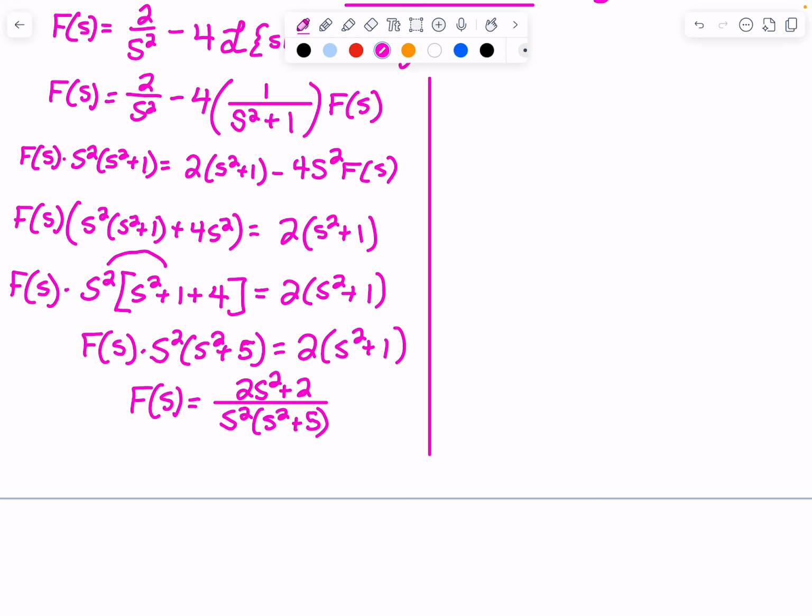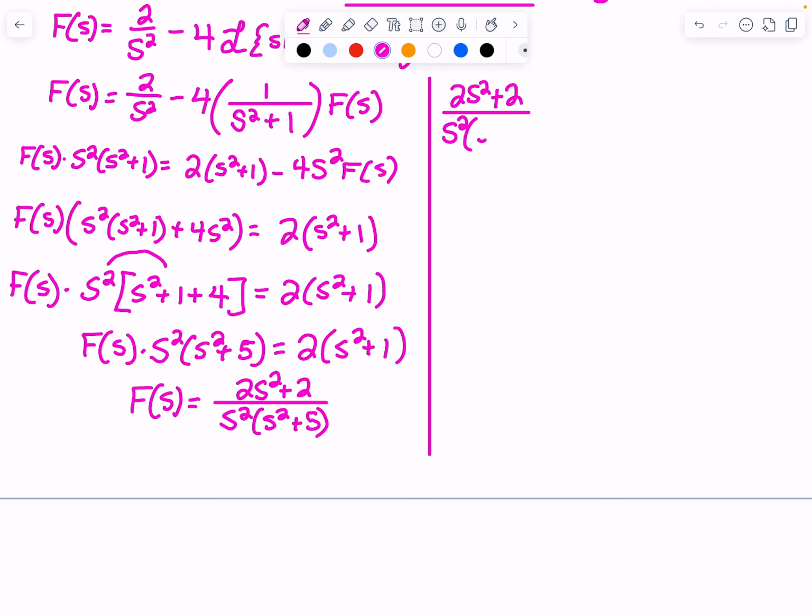So what we can do instead of having to do a s plus b for each term, or a over s, b over s squared, and then have to do the s squared plus 5 separately with a c s plus d, it gets way complicated. So I'll show you what we could do instead.